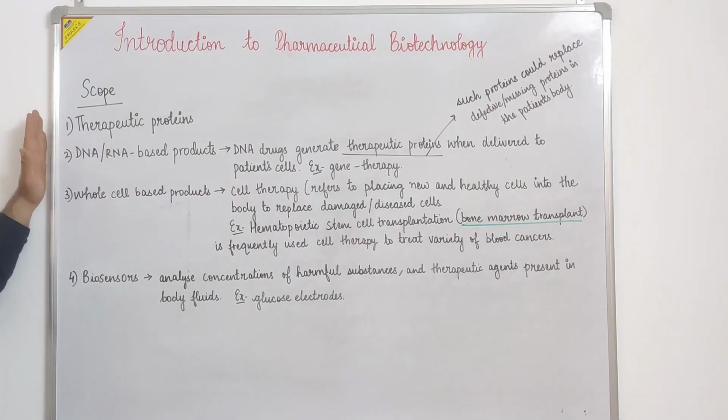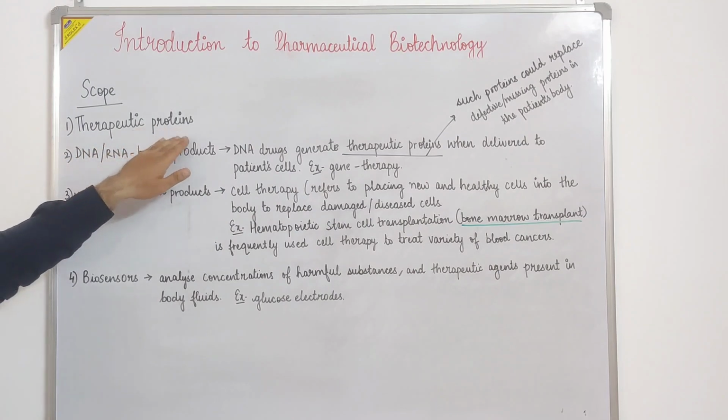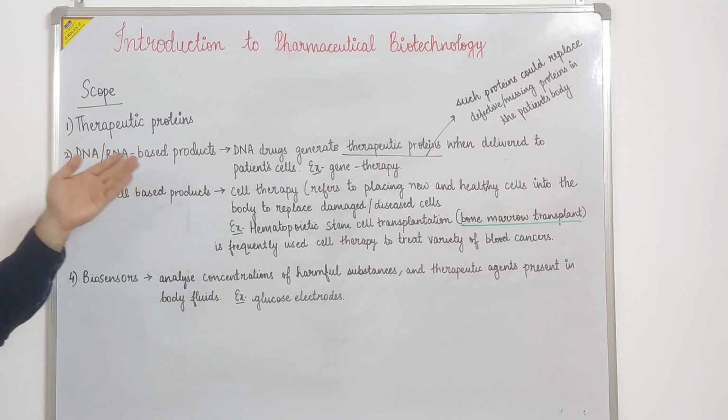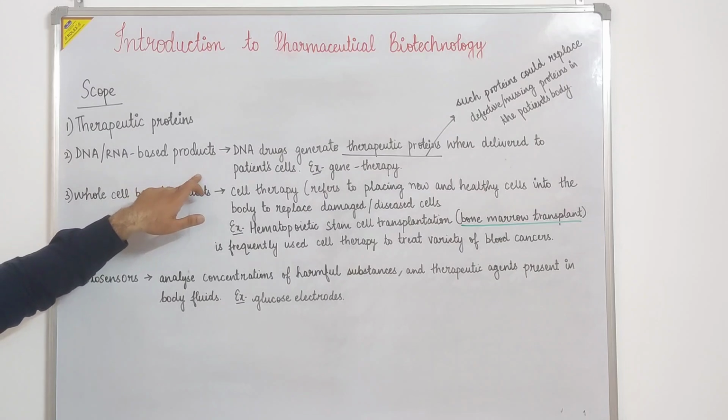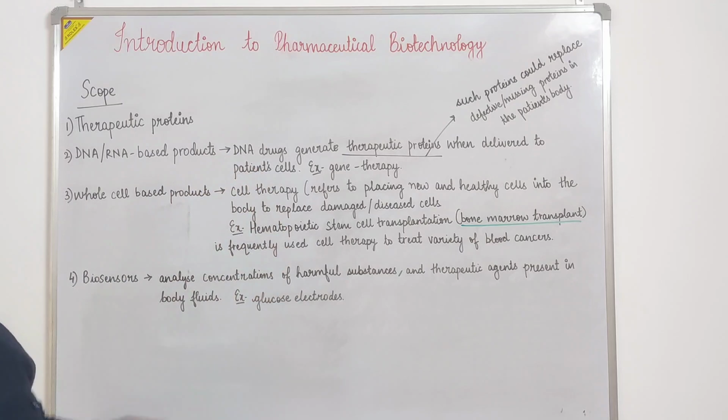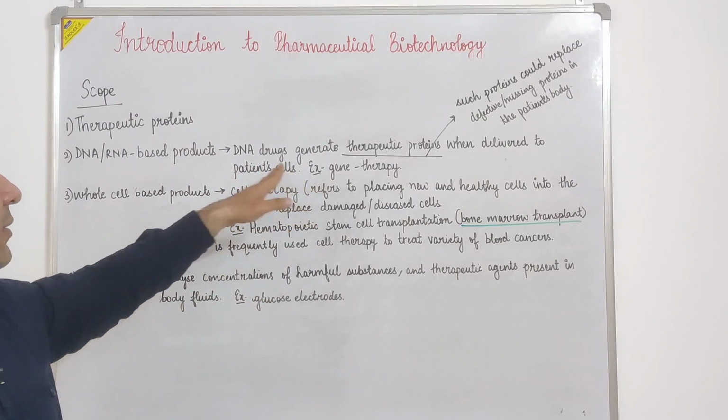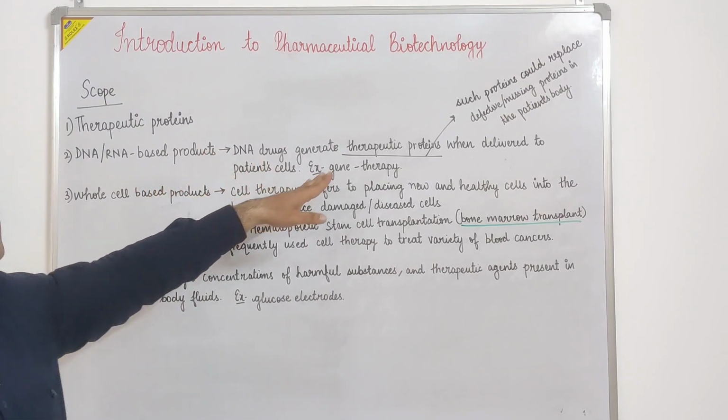Okay, now let's see the scope of pharmaceutical biotechnology. As we've already discussed, we have produced therapeutic proteins through the use of biotechnology, for example insulin and human growth hormone. Okay, besides this, there is another class of products where we employ biotechnology, which is DNA and RNA based products. What we do in this, the DNA drugs generate the therapeutic proteins when delivered to the patient's cell. For example, this kind of products which we use in gene therapy.